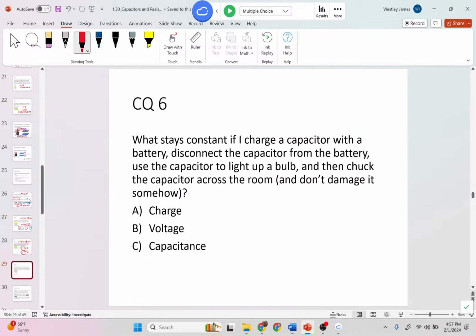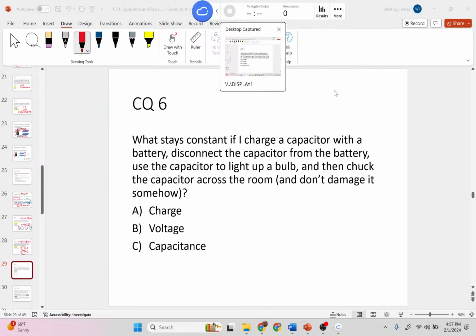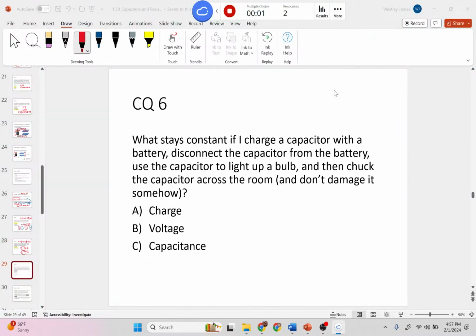And the last one, go ahead and tell you process of elimination. You can probably guess what the last one's going to be. If I charge a capacitor, disconnect it, use it to light up a light bulb, and then I chuck it across the room, ship it to China, who cares, take it to the moon, what's going to stay the same? So I take it, it's no longer connected to the battery. I have discharged it by connecting it to a light bulb and lighting up that light bulb.